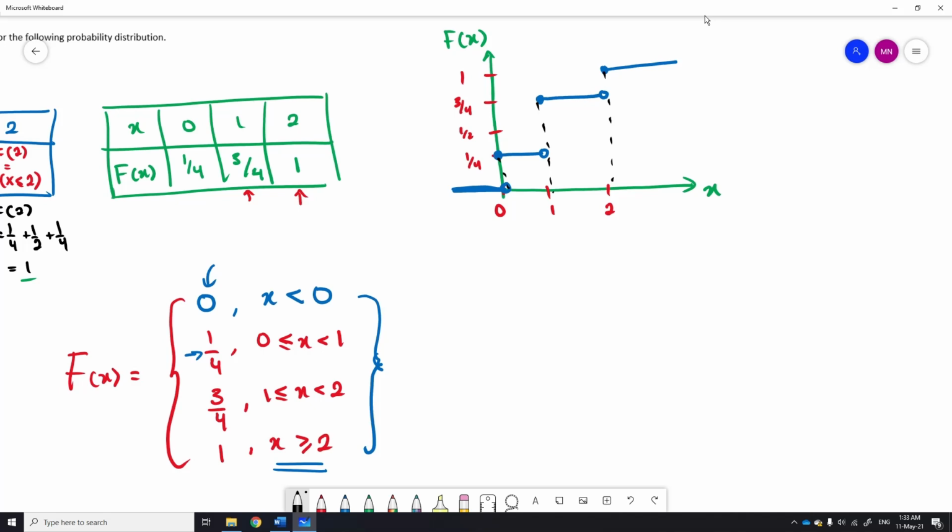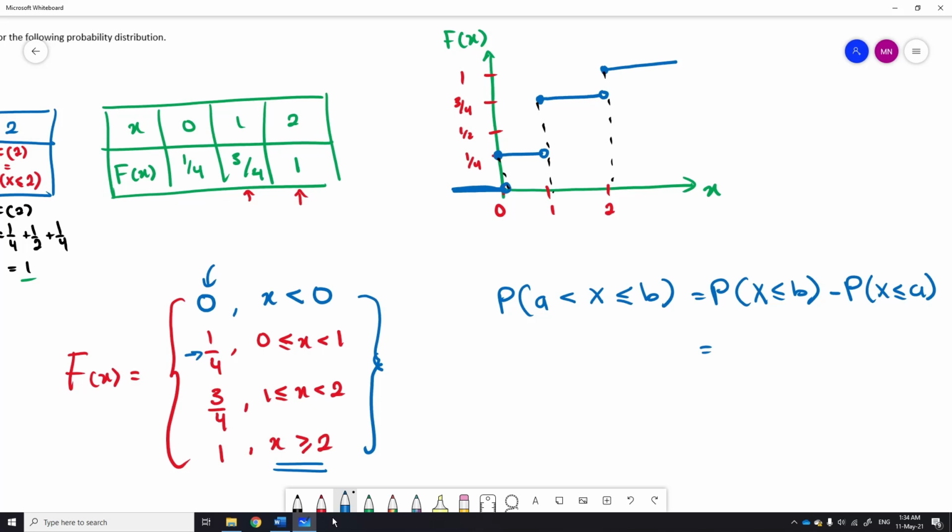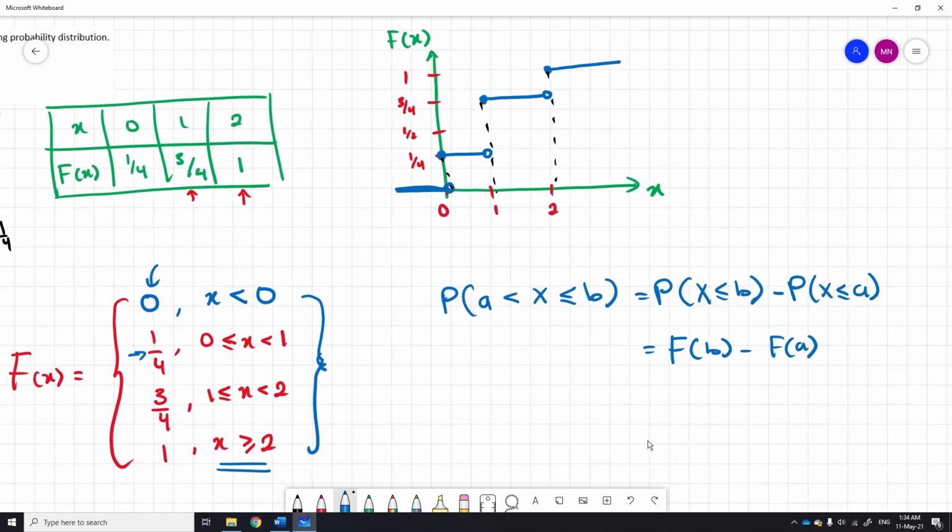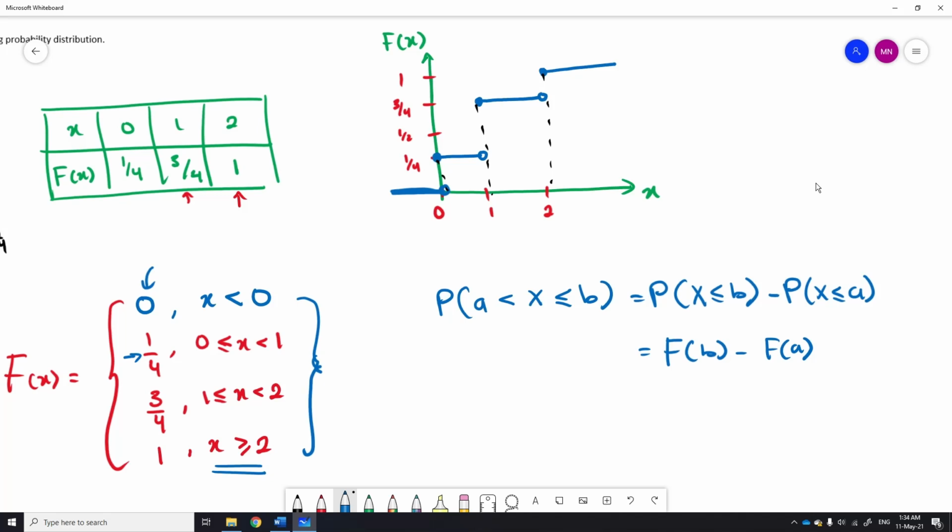Okay, one more thing that we need to know is that the probability of a less than x less than or equal to b is actually equal to the probability of x less than or equal to b minus the probability of x less than or equal to a, and that is equal to F(b) minus F(a). So this is a formula.